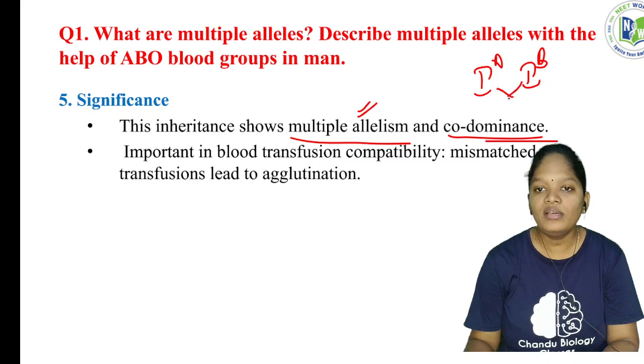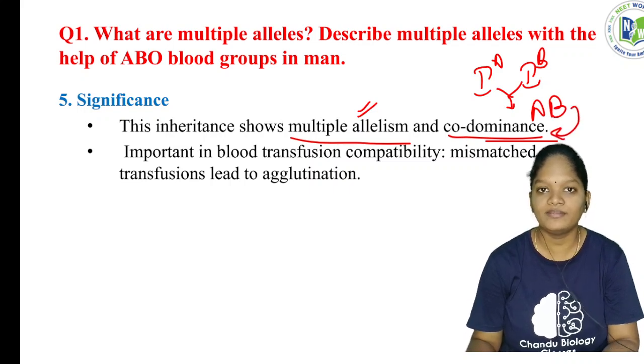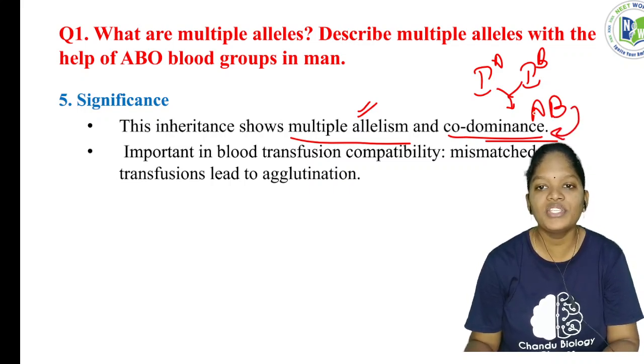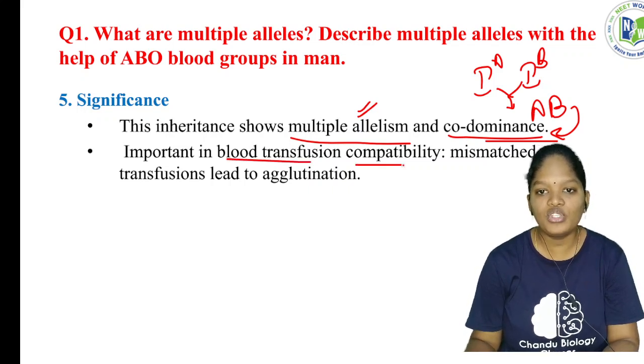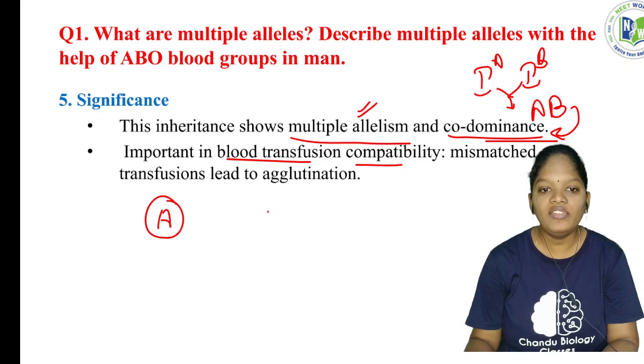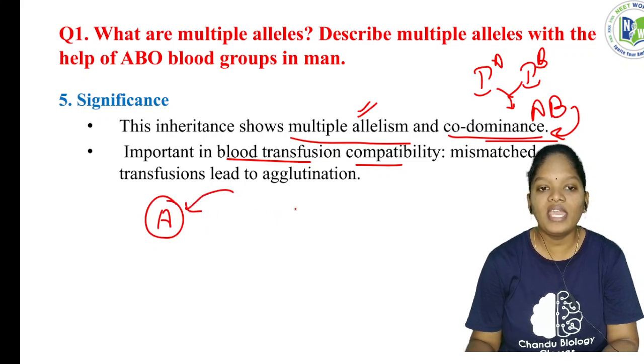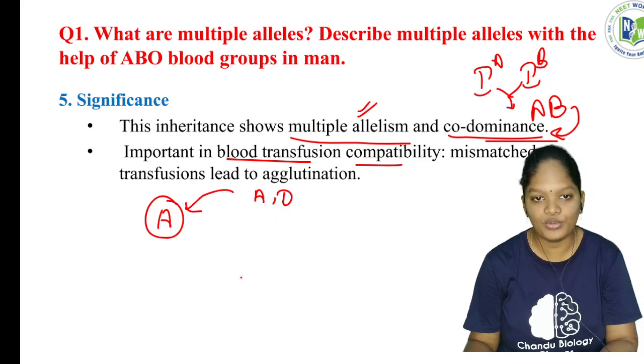Both the blood groups are expressed together, so that is called the AB blood group. So this is codominant in nature. Without disturbing each other, both are expressed together. Now, important in blood transfusion compatibility. See, if a particular person has an A blood group and meets with an accident, definitely he has to be given blood from a person having the A blood group or the O blood group. Why is that so?